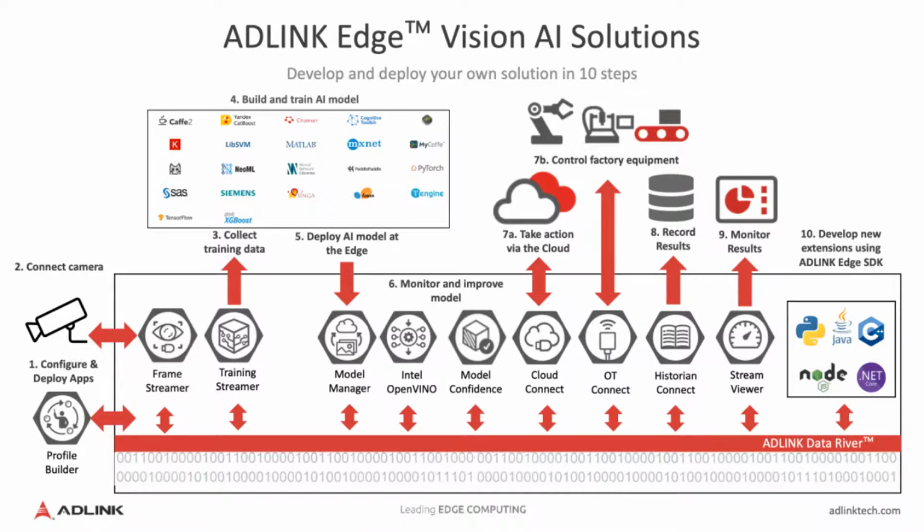And yeah, this is really in 10 steps how ADLINK Edge helps you build your machine vision AI solution really quickly. So really all you need to do is focus on building and training the model and modeling the action you want to take, and you can get something working relatively easily.